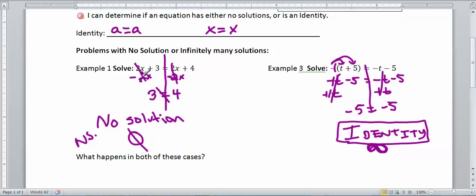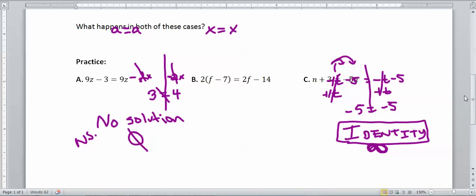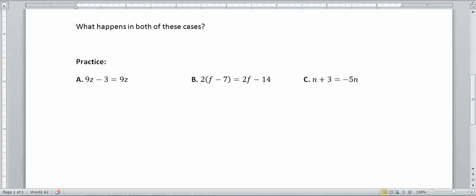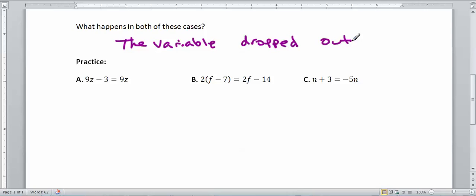Now in the first case, what we were looking for, we saw that there was a 2x here, a 2x here, and then the numbers being added to them were different. So again, we look to see: is the variable the same? And if so, is the entire equation the same? That will determine whether our answer is no solution or identity. And to answer the question, what happened in both of these cases? Well, when we solved it, the variable dropped out. It was no longer useful to us, so it went away.